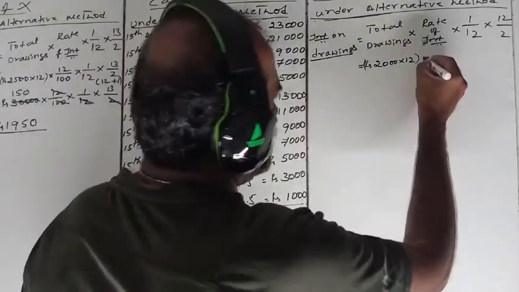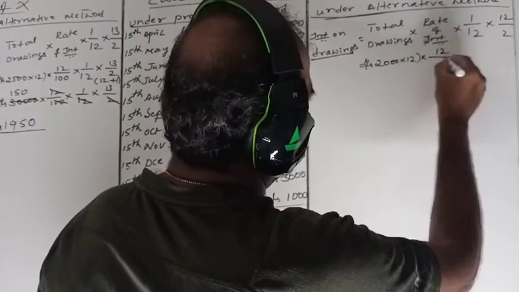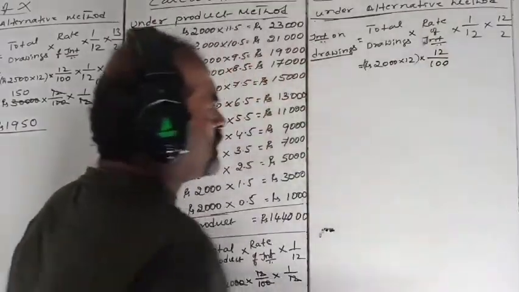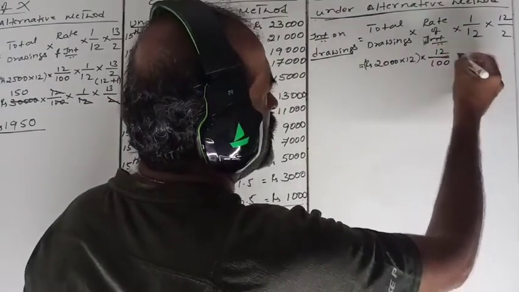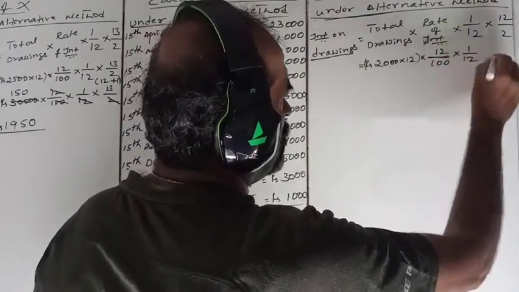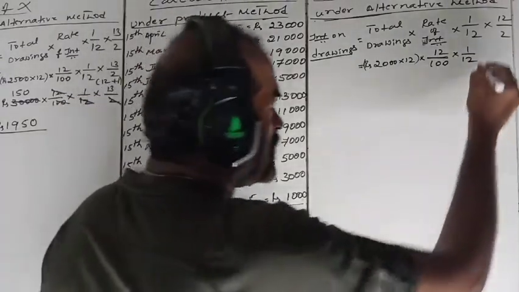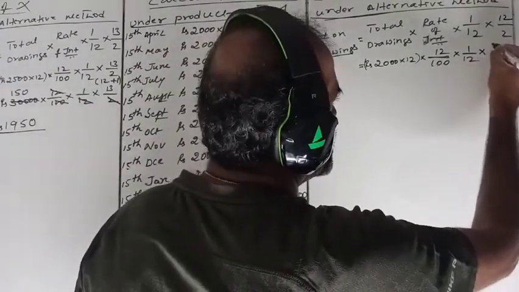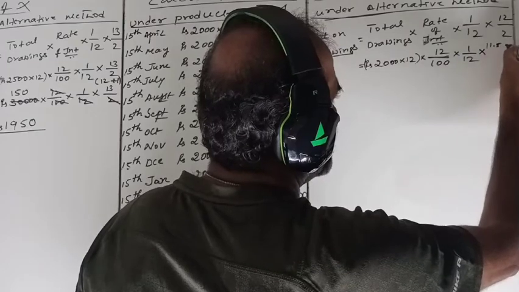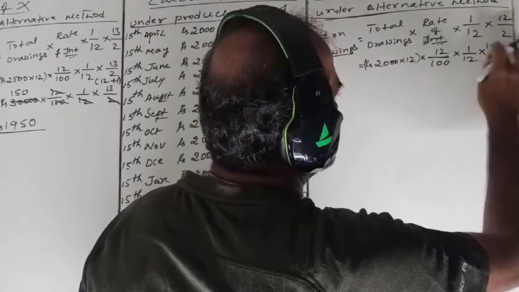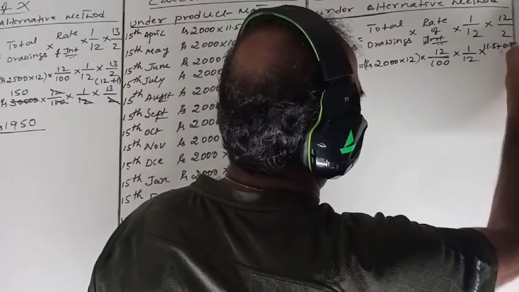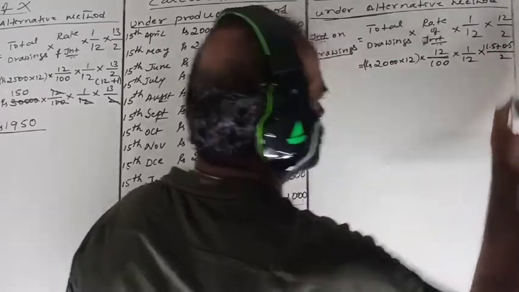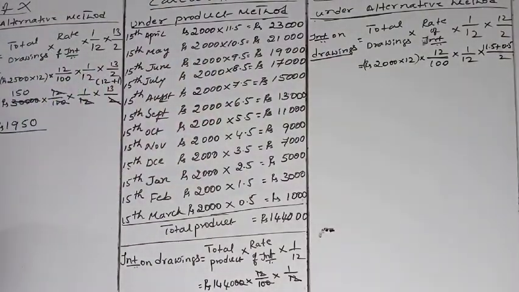Okay, then the rate of interest is given. In your problem they have given 12%. Record the rate of interest 12%. Next, 1 by 12 is the common factor. Then what is 12 by 2? It is 11.5 plus 0.5, divided by 2. Right?